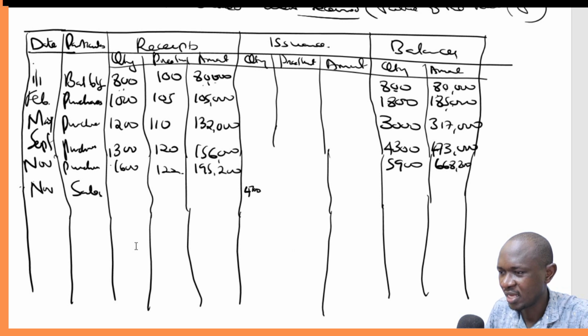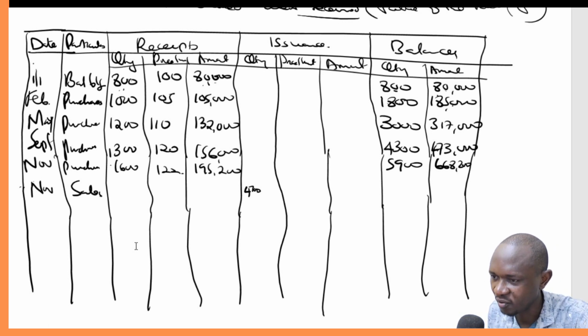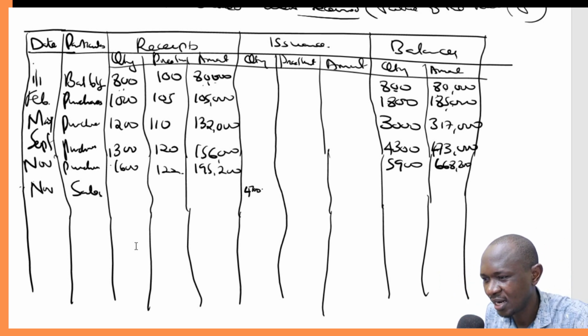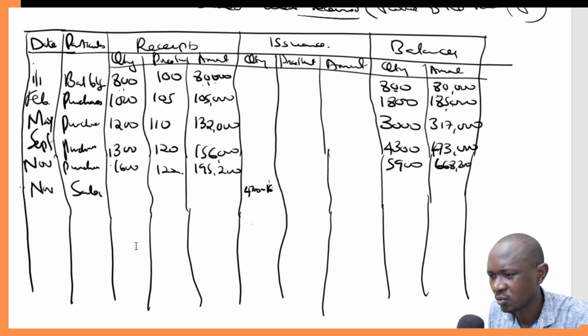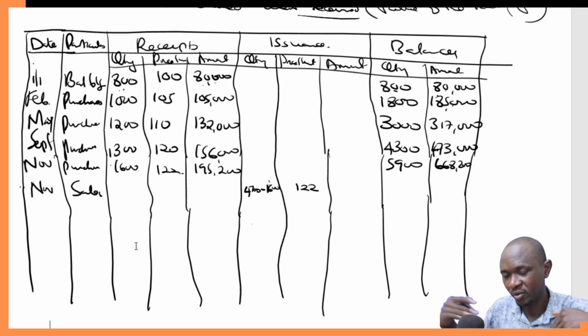But now this is where the catch comes in. The goods will be released using the LIFO method, the last in, first out. So in this case, the last batch was the one that was received in November. How many units did we get? 1,600 units. At what cost did we receive them? 122.